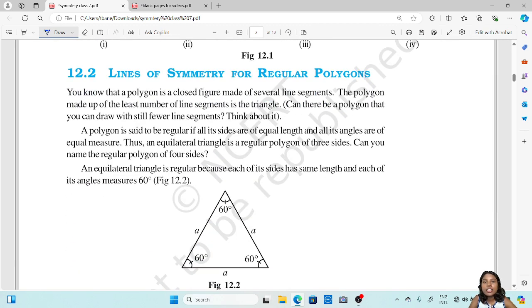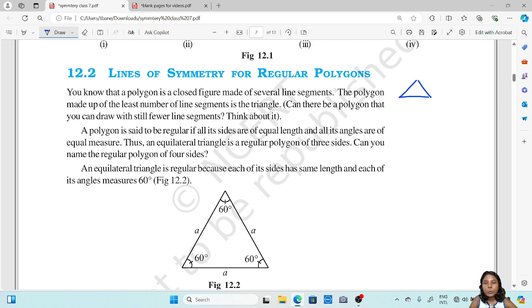Now, lines of symmetry for regular polygons. You know that a polygon is a closed figure made up of several line segments. The polygon made up of the least number of line segments is the triangle. So any polygon is basically any shape that is made up of several line segments. Out of all of them, the triangle is made up of the fewest line segments because it has only 1, 2 and 3 line segments that make up the triangle.